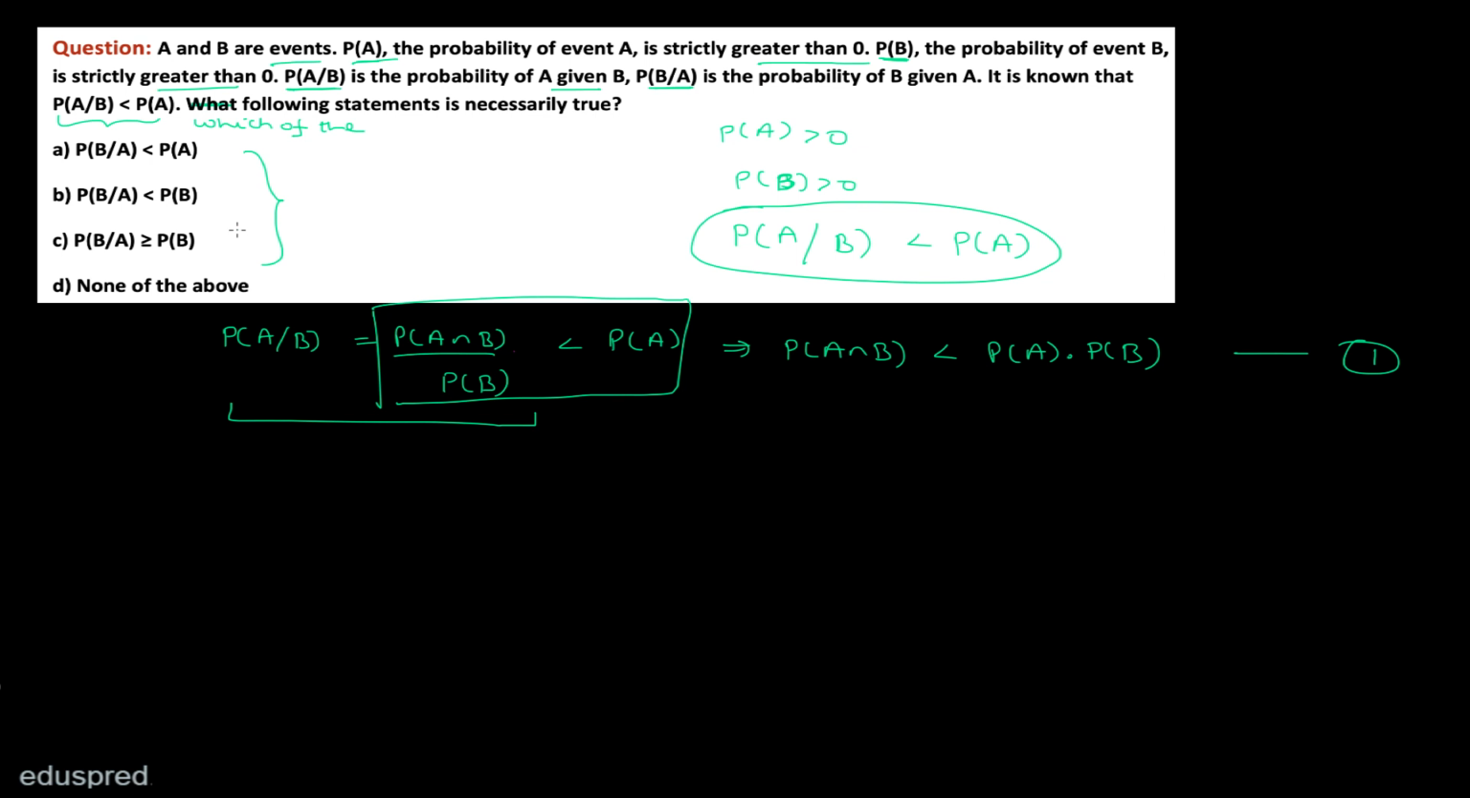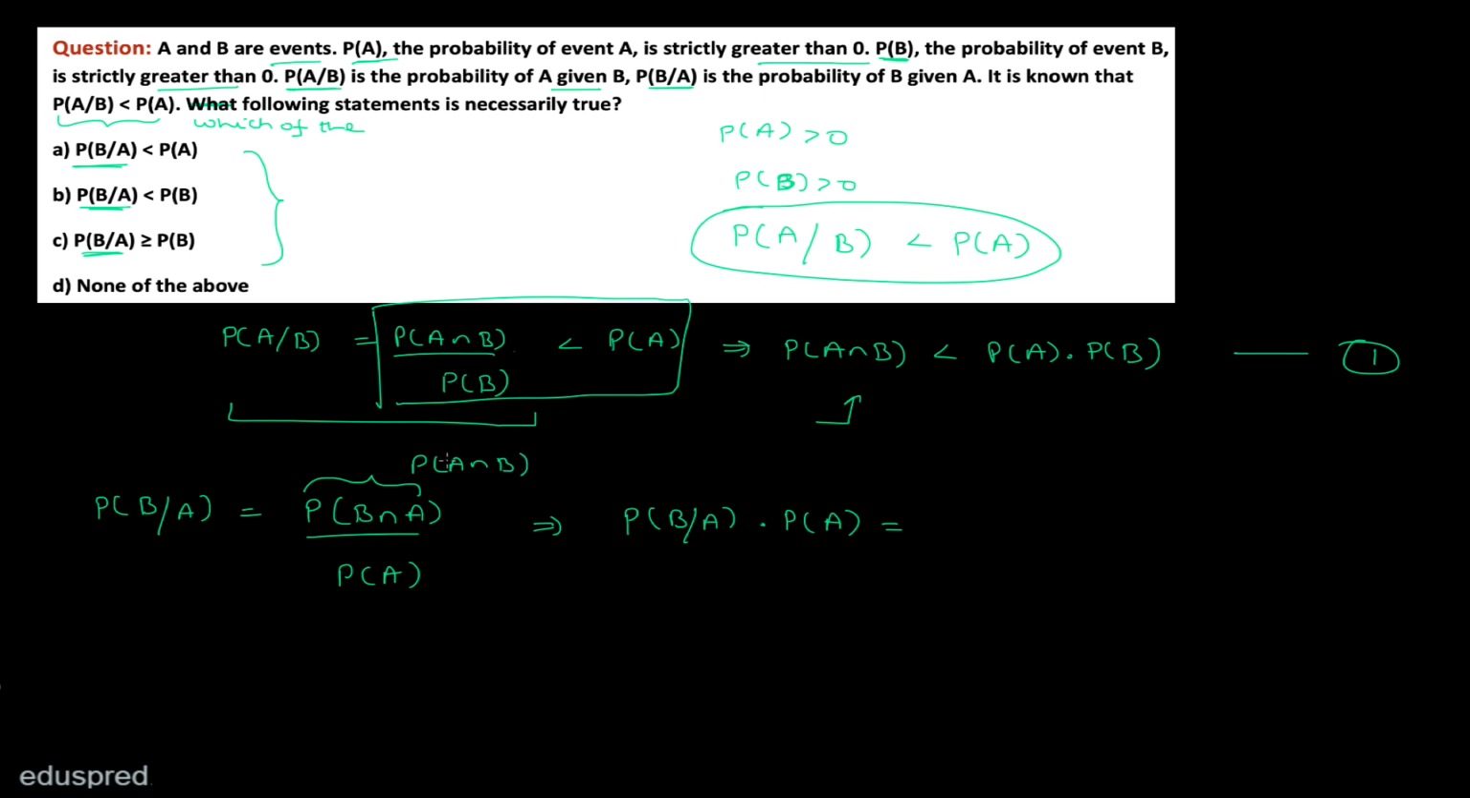Now if you take a look at the options, you will see that in every option they have mentioned probability of B given A. So let's try to work with probability of B given A, and then we will see if we can somehow link it to this particular equation. So let's see what is probability of B given A. Using the conditional probability formula, we can write that this is equal to probability of B intersection A divided by probability of A. And if I cross multiply, then I will get that probability of B given A multiplied by probability of A is equal to probability of B intersection A. Now see, it doesn't matter whether I write this as probability of B intersection A or probability of A intersection B. It's one and the same thing. So instead of writing probability of B intersection A, I'm just going to write probability of A intersection B, and I'm calling this equation number 2.